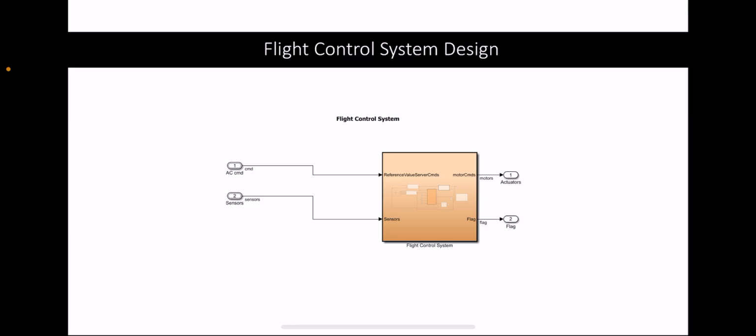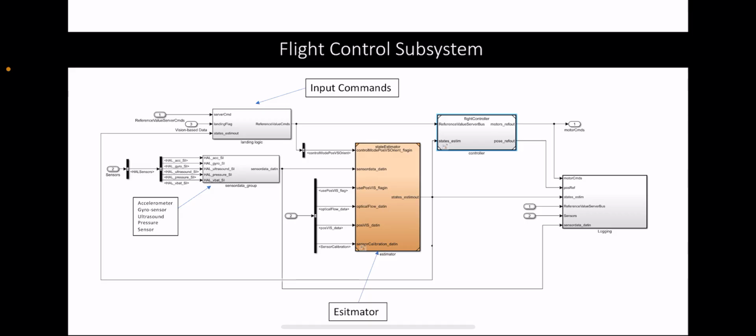And so the flight control system design is pretty simple. So over here we take in the altitude command, and then the sensory information, and then this is passed into a subsystem, and then this actuates this into the motor speed, and then any error is flagged here. And so this is the flight controller subsystem, and so these are the input commands, and these are the sensor data group. And so the sensors being used here are an accelerometer, gyro sensor, ultrasound, and pressure sensor.